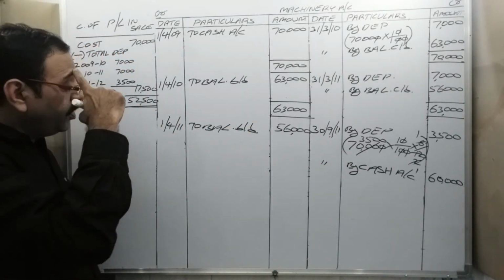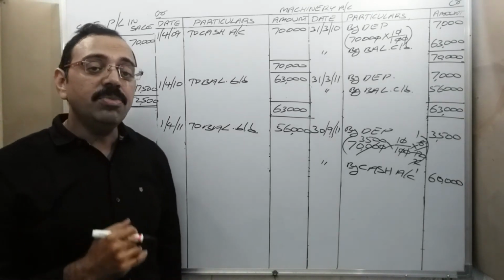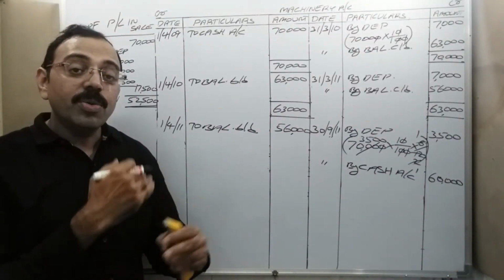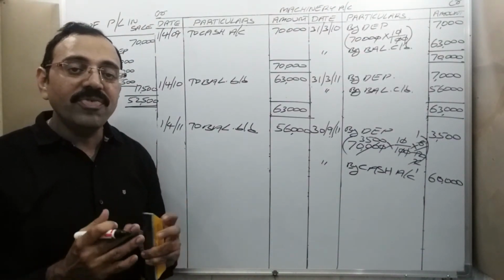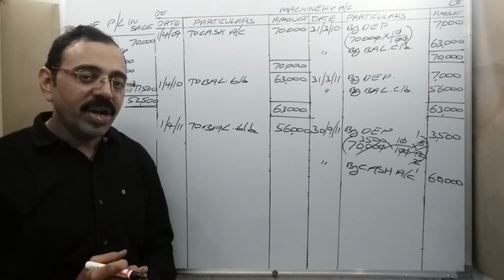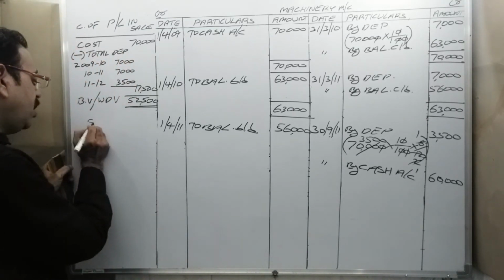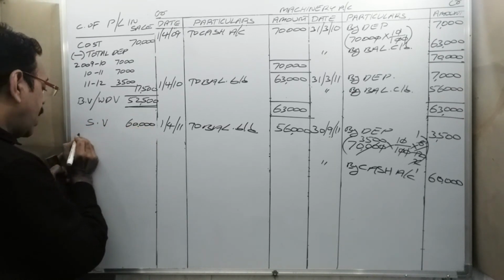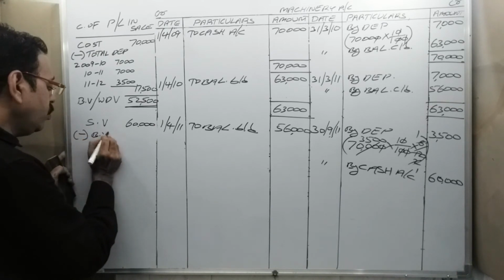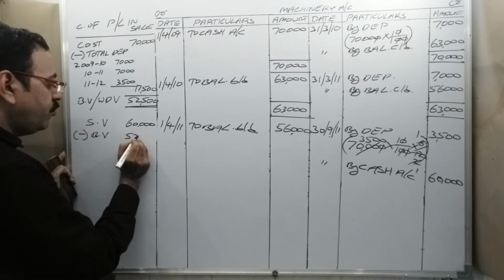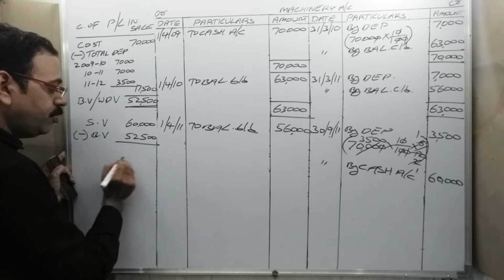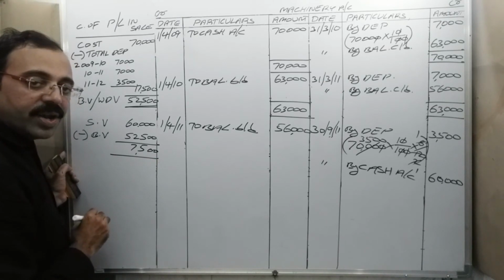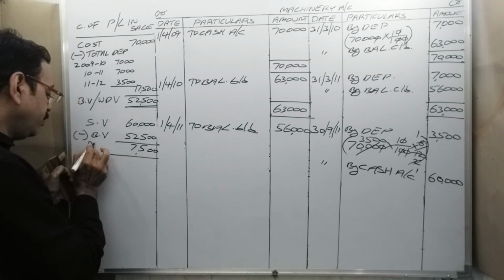Okay. Now 52,500 worth machine, we sold it for 60,000. We sold for more value. So there is a profit in sale. Then how that profit comes? Take sale value 60,000 minus book value or written down value 52,500 rupees. Then the difference is 7,500. What is that? Profit, no?